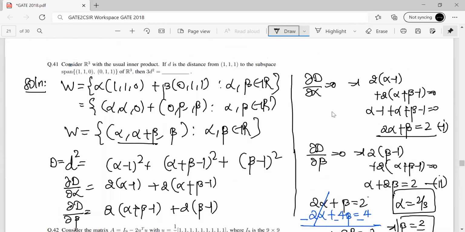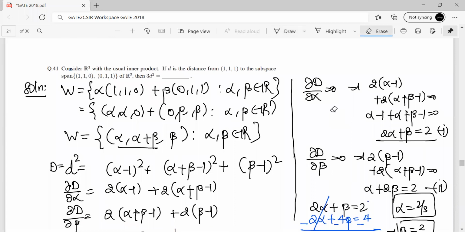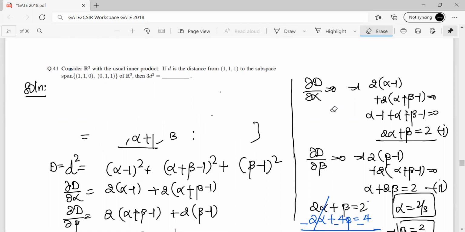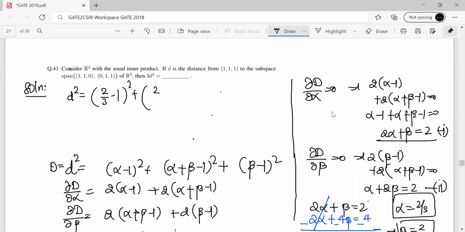Now let us substitute here and find out the distance. Okay. So for that purpose, I'll erase this entire part. Okay, this is sufficient. I need d square, right? So just find out d square here. So alpha is what? 2 by 3 minus 1 square plus 2 by 3 plus 2 by 3 minus 1 square plus beta is again 2 by 3 minus 1 square.